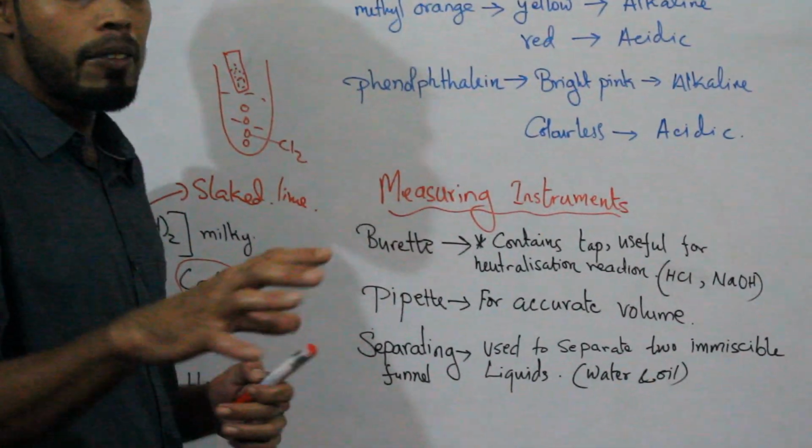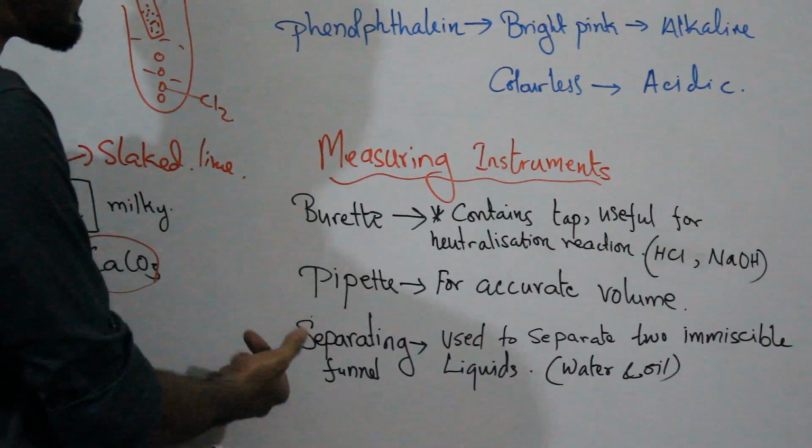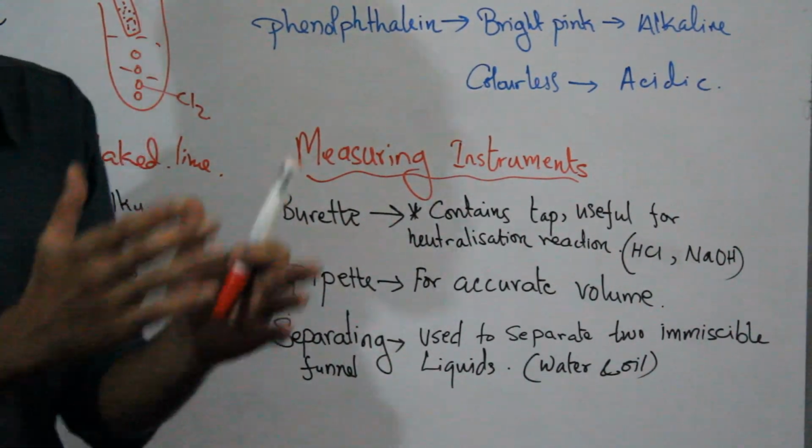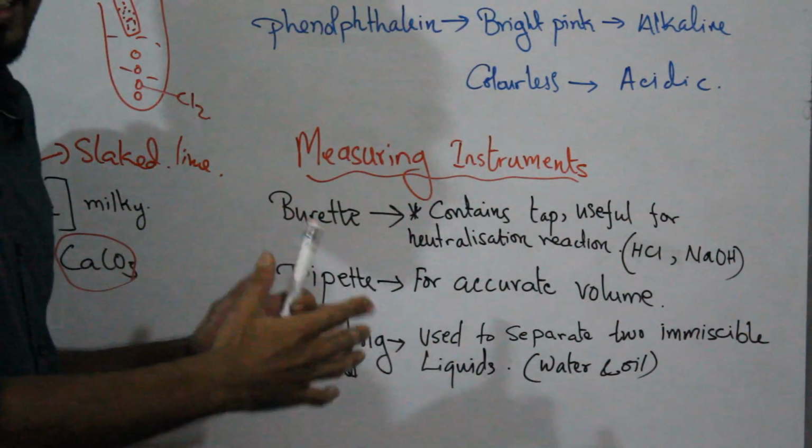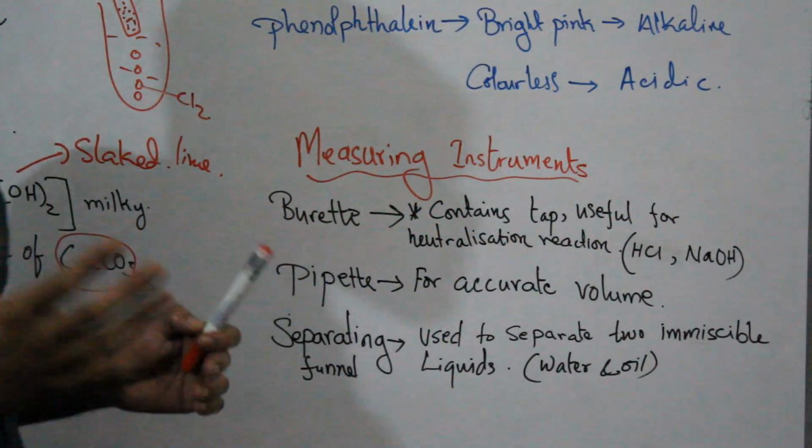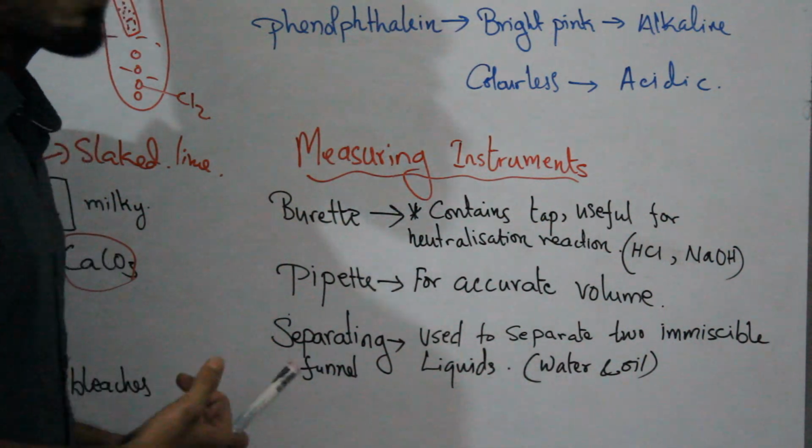Now let's go to the main thing, measuring instruments. In measuring instruments, in our question paper you will see things like burette, pipette or separating funnel. In the beginning, the first question is about these. Now why do you have to know this? Burette, pipette and separating funnel.